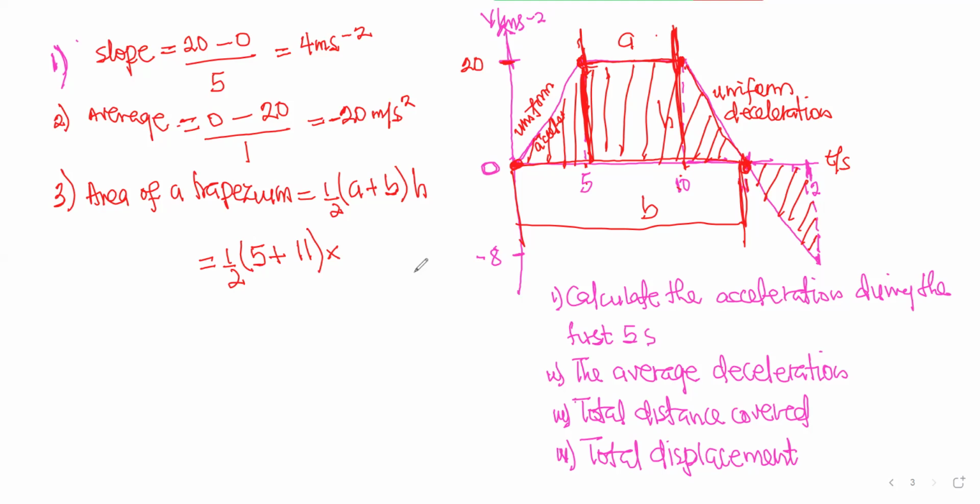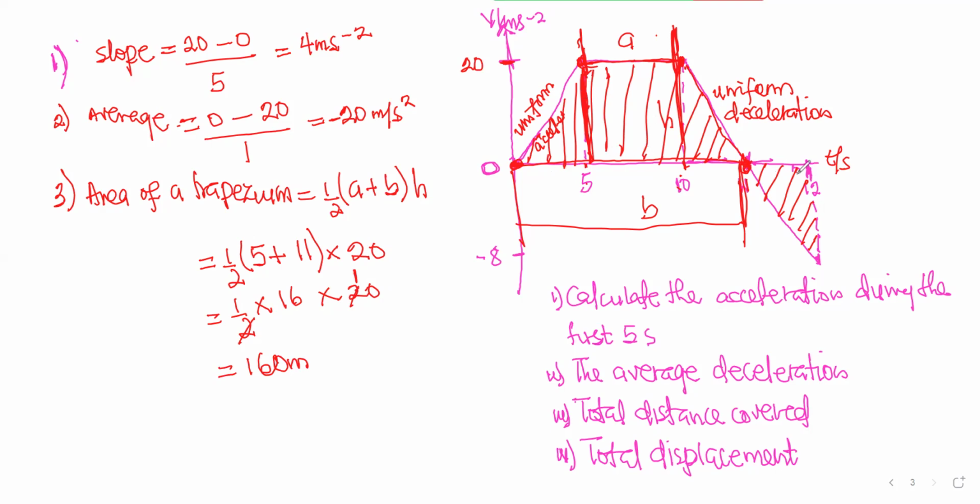What's the value of H? H is 20. I was going to ask how you got B, but I've seen it. Okay. So we have half times 16 times 20. 2 would go into this, yes, 10. So we have 160 meters covered up.